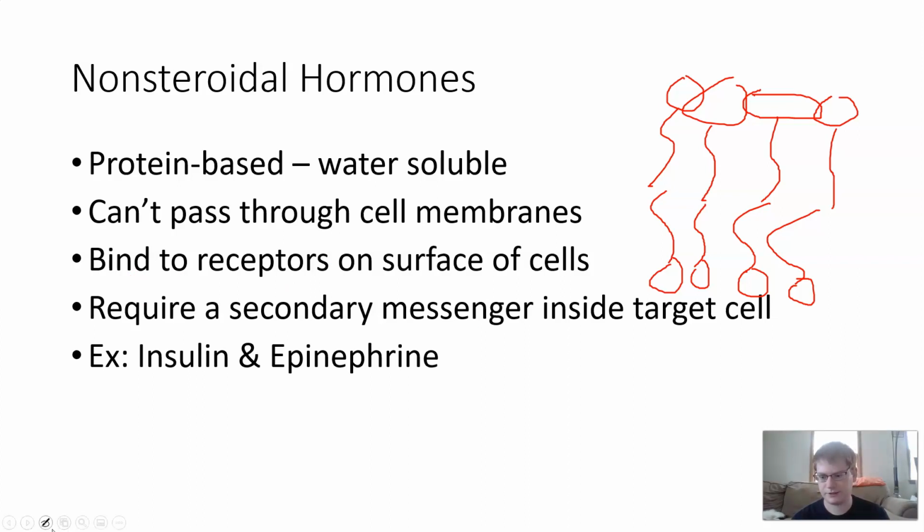There are these little proteins that are hanging out on the outside of your cells, and that's where they bind. So it requires a secondary messenger inside the target cell, and this is what ultimately triggers your cell to make the changes. Some examples of non-steroidal hormones are insulin and epinephrine. Insulin, remember, is produced in your pancreas, and that helps regulate some of your metabolism. And epinephrine is one of your fight or flight hormones. That comes from your adrenal gland, which is right on top of your kidney.